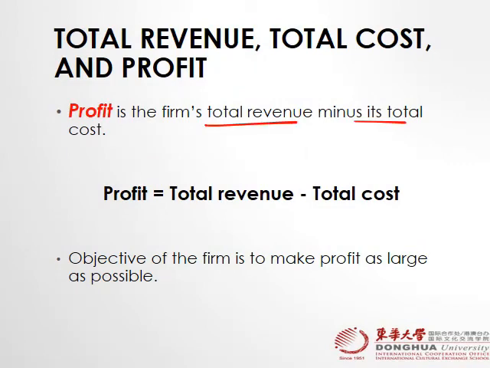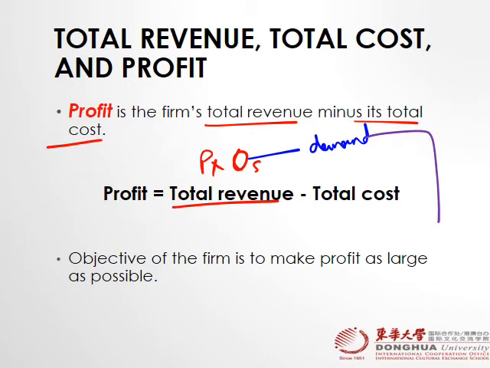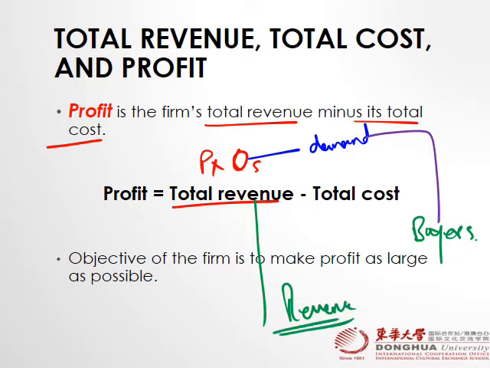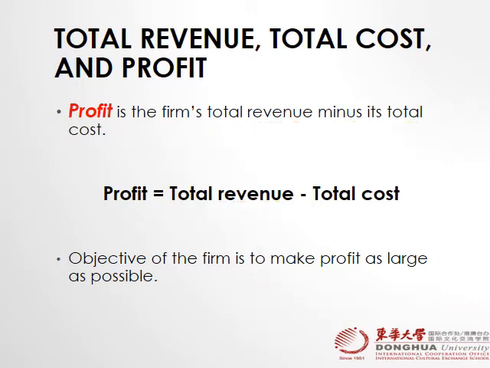So profit is equal to the total revenue minus total cost. We already know that total revenue is equal to market price multiplied by quantity sold, and that quantity sold depends on demand, while demand is based on buyers, right? So it means a company cannot control 100% of its revenue, right?